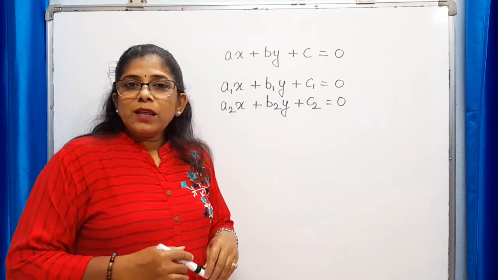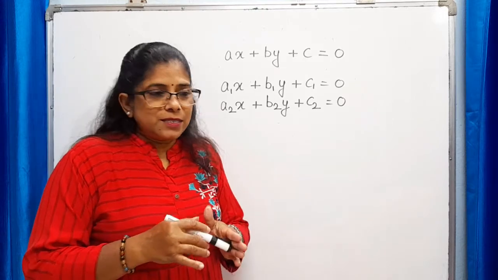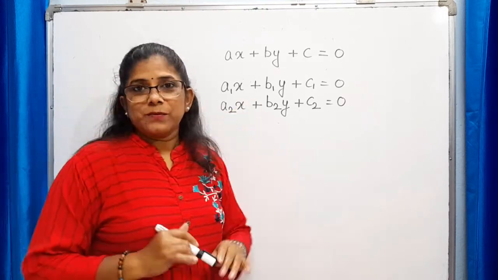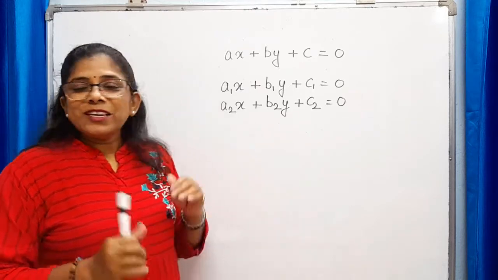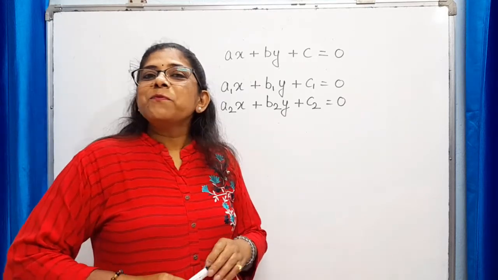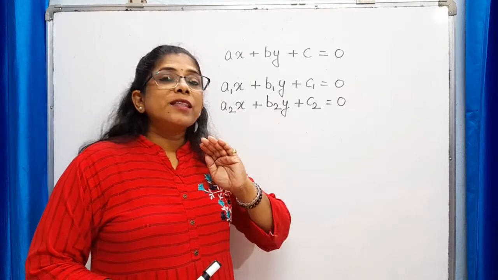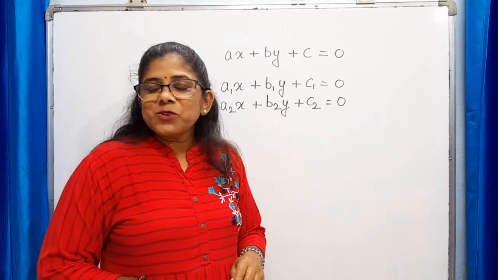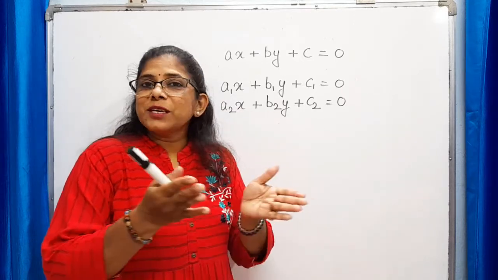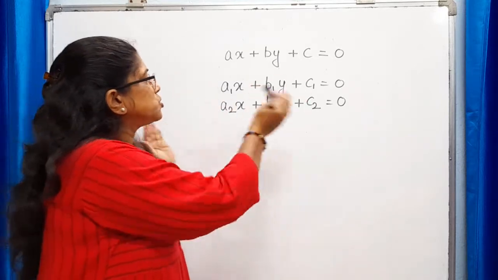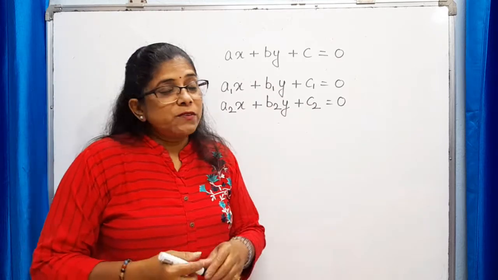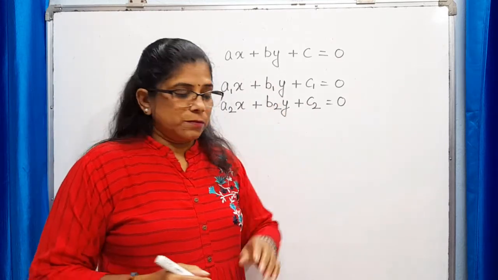And when the lines will not meet, then we will not have the solution for x and y. In such case, the lines are parallel. Parallel lines never meet. So we will not have the point of intersection in case of parallel lines, and so in such case we will not have the solution for these two equations. Means we will not get the value of x and y.